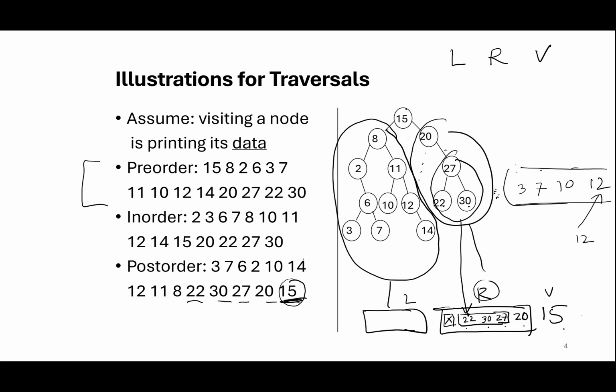Similarly, if someone says, this is a pre-order ordering of a tree, what is the root of the tree? Immediately you should be able to say, this is the root of the tree.